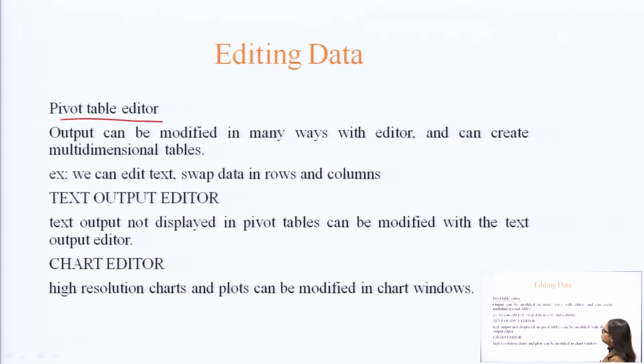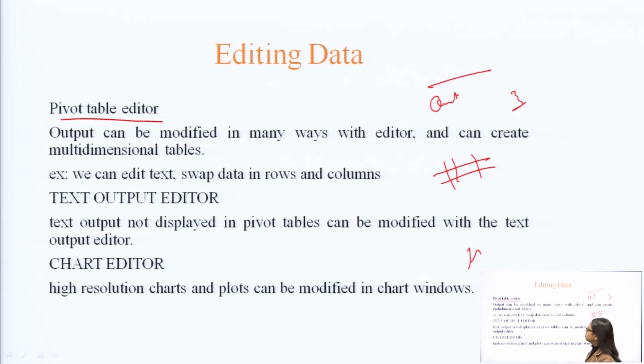What does a pivot table do? The output, it means the result, can be edited in many ways, like it can be changed to create multi-dimensional tables. Multi-dimensional means it can also make three-dimension tables. For example, we can edit text and swap text in rows and columns. It means if there is data in rows and columns, it can edit that text and make multi-dimensional tables of that data.